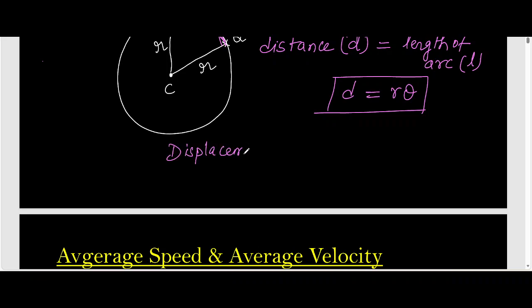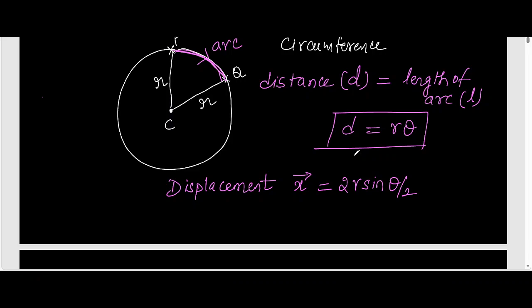It is the shortest distance between initial and final point. So displacement is 2r sin(theta/2). What is this theta? R is the radius. What is this theta here?